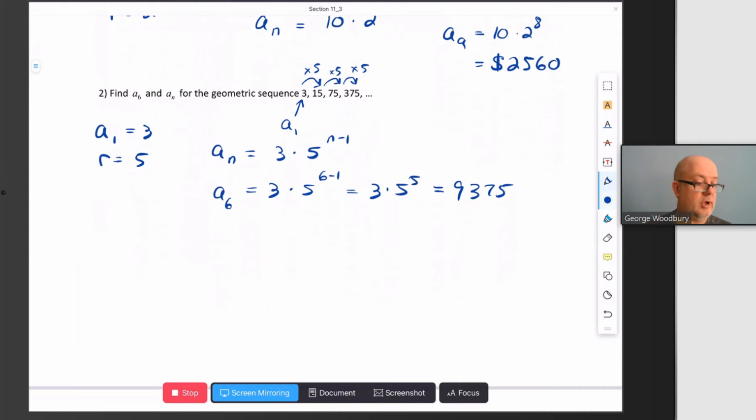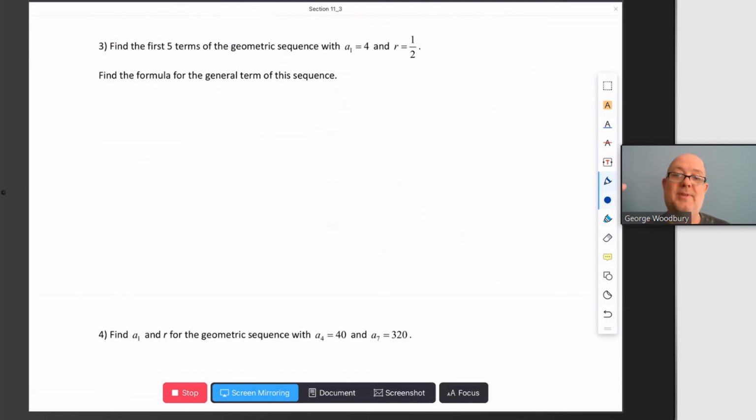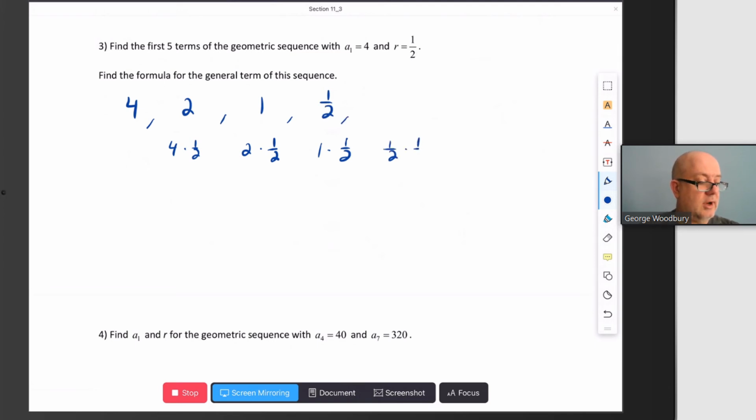Find the first 5 terms of the geometric sequence with a sub 1 equals 4 and r equals 1/2. And then we want to find a formula for the general term. So the first term is 4. Multiply 4 by 1/2. That next term is 2. Multiply 2 by 1/2. That next term is 1. 1 times 1/2 is 1/2. And then finally, 1/2 times 1/2 is 1/4. So there's the first 5 terms of that sequence.